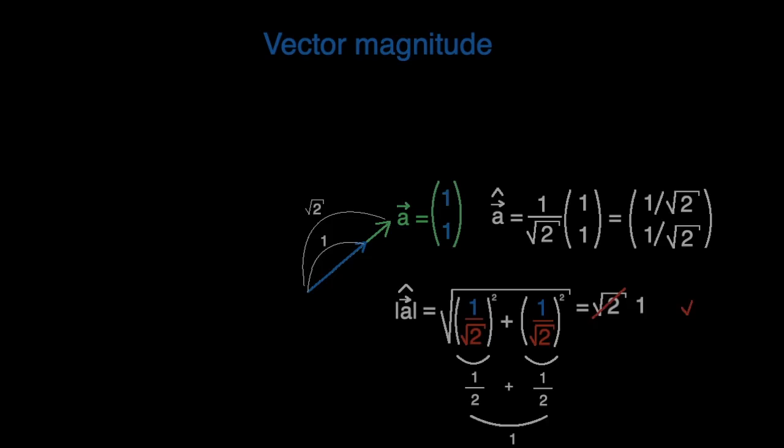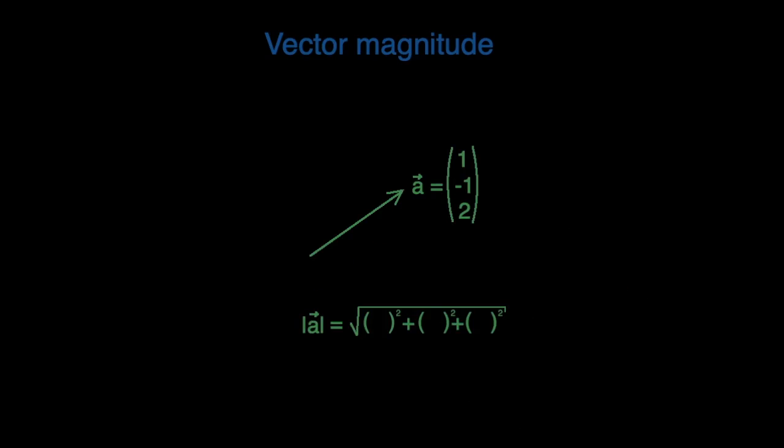Now notice that the same thing works for 3D as well. So, suppose we have a vector A equal to (1, -1, 2). Then, its length is equal to the square root of the squares of the x, y, z components. So, 1 squared, plus (-1) squared, plus 2 squared, and this all under the square root. The length of the vector A is then equal to the square root of 6.